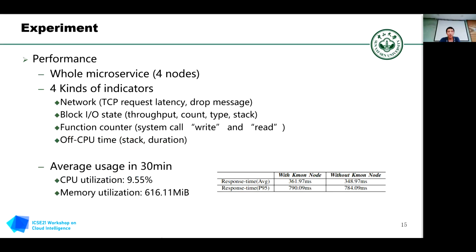Then we deployed a Kmon node on each Kubernetes node with all indicator monitoring enabled. The table shows the influence on response time is also negligible. Both experiments show that the memory usage is relatively high. It is possible to optimize, and we will optimize it in the future.